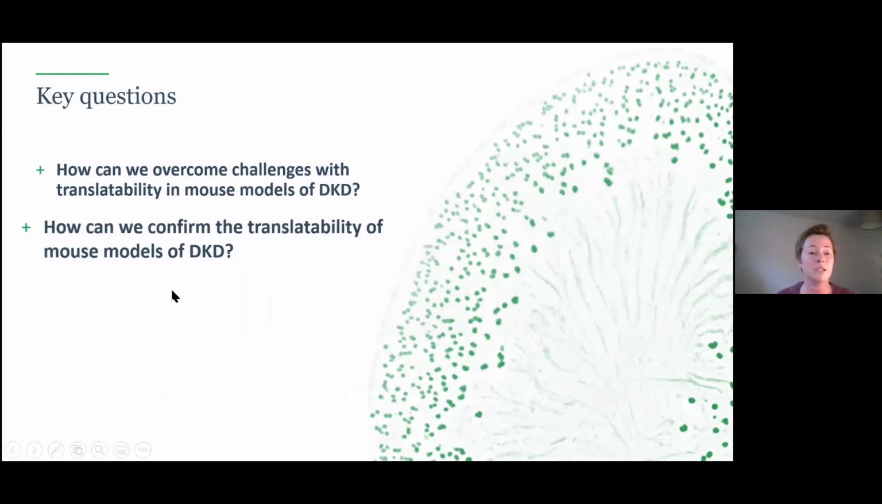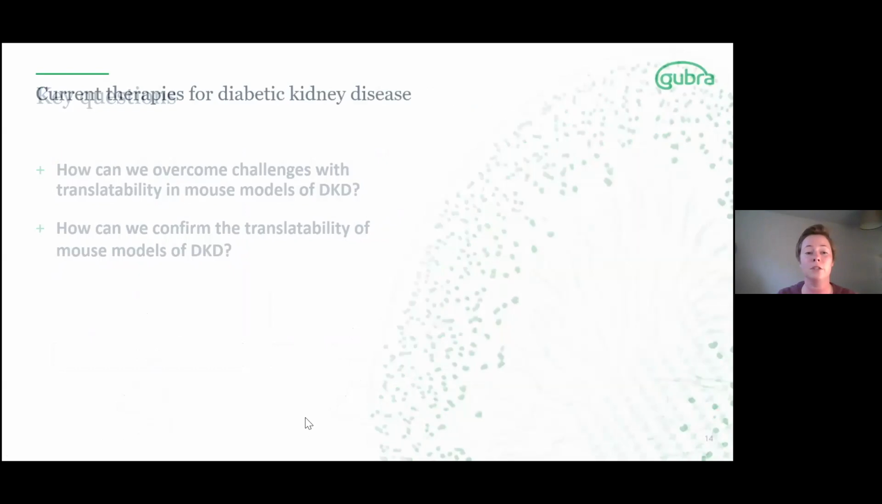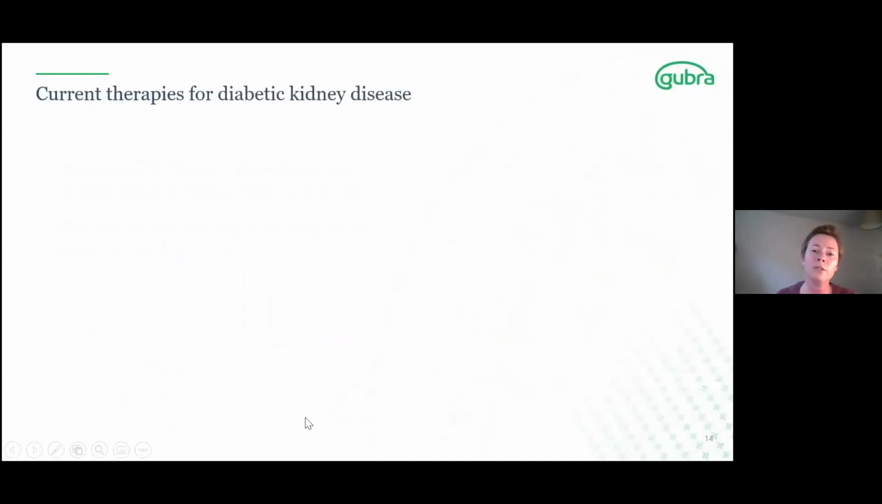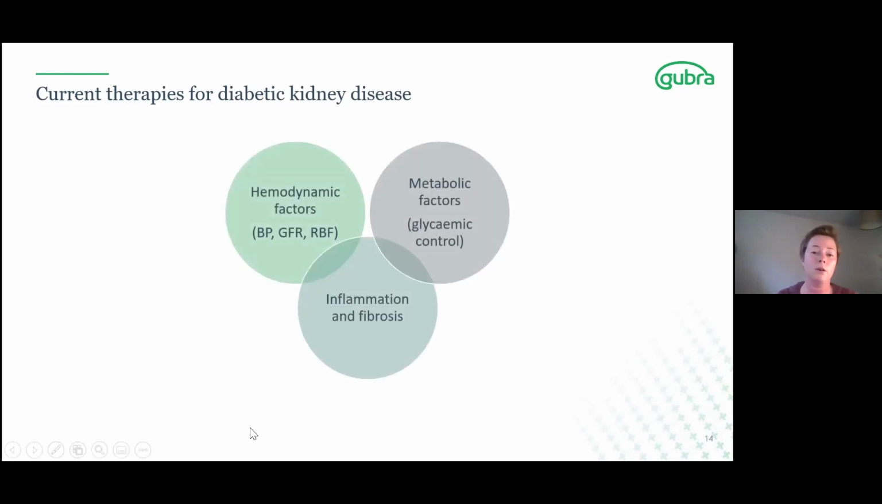So how do we actually confirm this? How do we actually test that our animal model has a good translatability to human disease? Well, we do this by testing current therapies for diabetic kidney disease. We know how they work in man, so we actually try to test them in mice as well. But I just want to talk very briefly about the current treatments for diabetic kidney disease in man before I jump into which one we've chosen to test in our model.